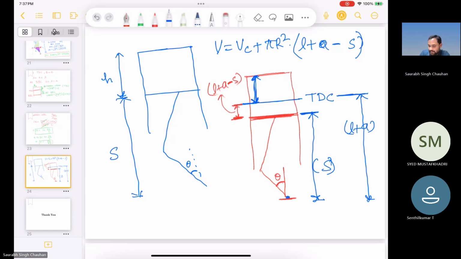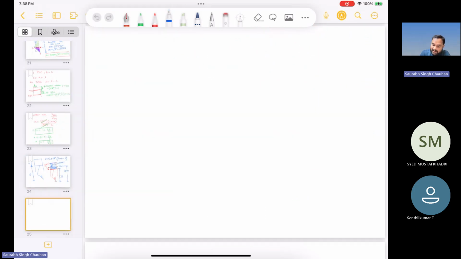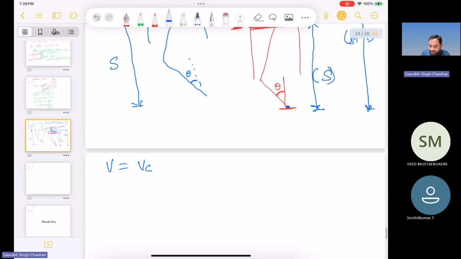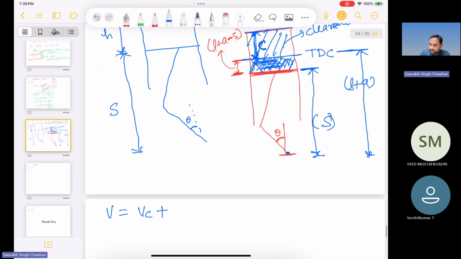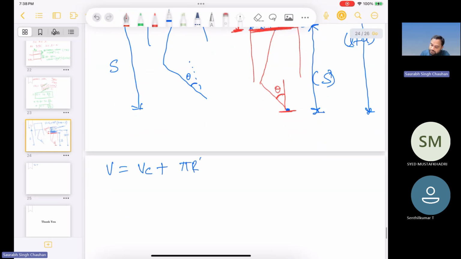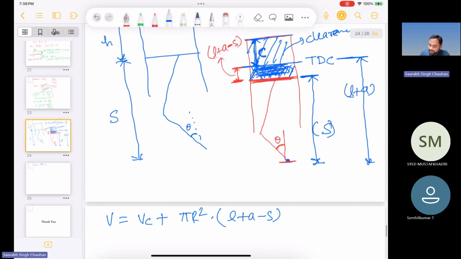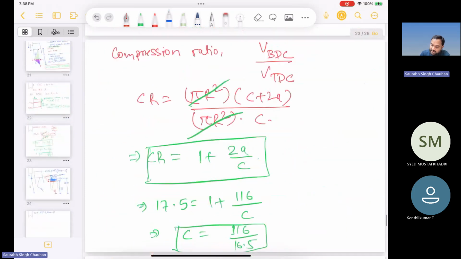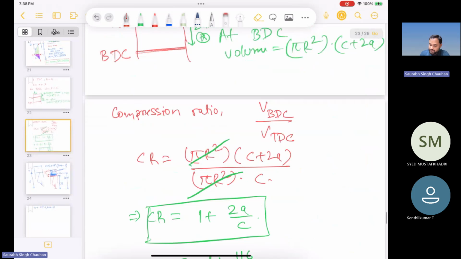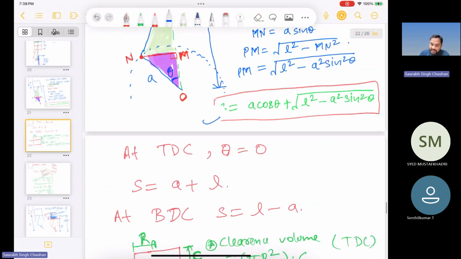So this distance is L plus A minus S, and the distance from the fire deck to the TDC was C, which we have just derived. Or you can see that this upper part is clearance volume, and this is some swept volume, not the total swept volume, but the swept volume at any particular CAD. So the total volume at this CAD will be the clearance volume plus this additional volume. This additional volume will be pi r square times this distance. This distance is L plus A minus S, and S we have already derived, right?